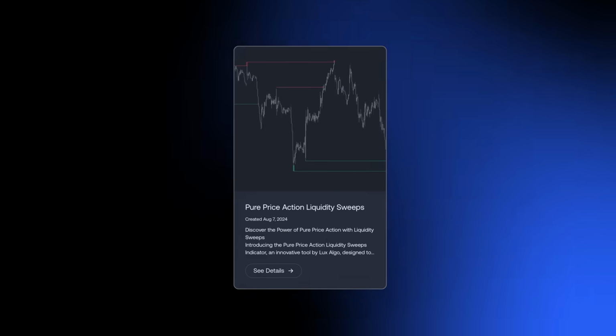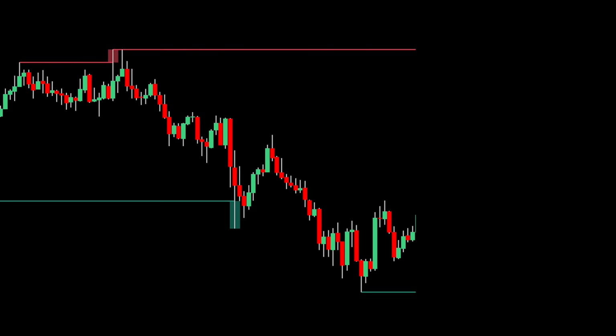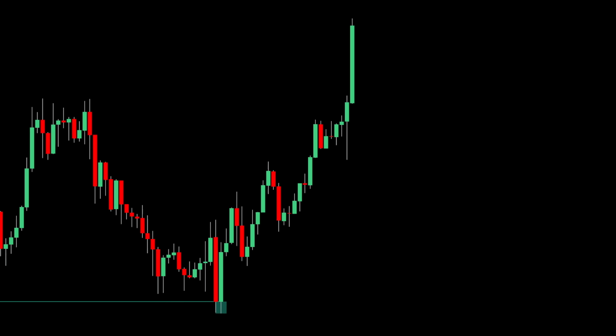And that wraps up our deep dive into the pure price action liquidity sweeps, a precision tool for spotting where the market is hunting stops and collecting orders before major moves. It allows you to identify liquidity grabs in real time and execute high-probability setups with confidence.